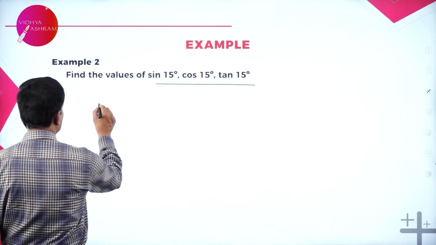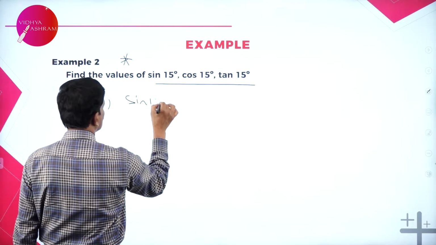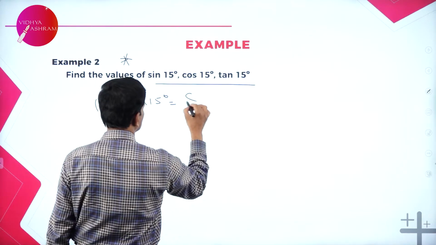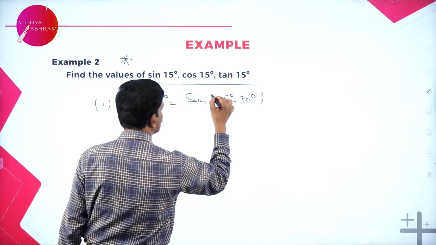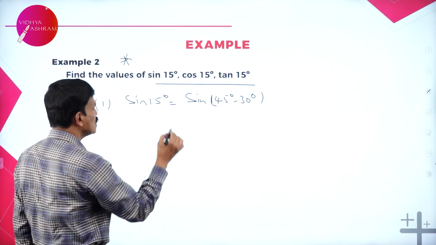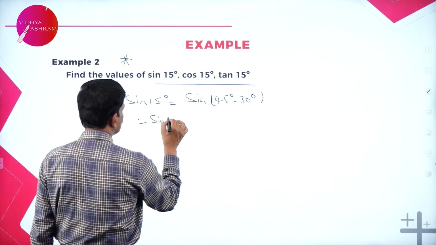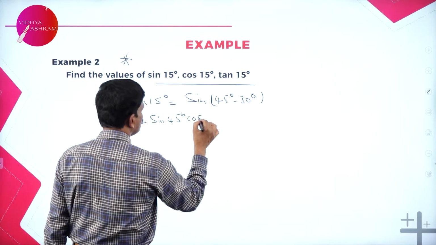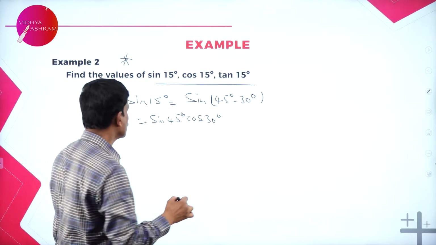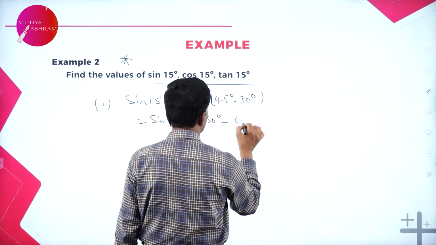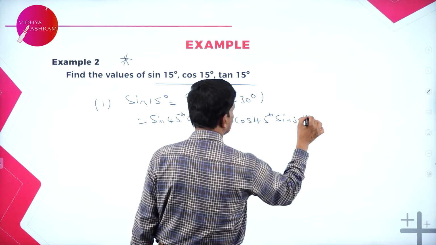First one is sin 15 degrees. This is very important indeed. Now 15 degrees can be written as 45 minus 30. This is of the form sin(A−B). Sin(A−B) is equal to sin A cos B minus cos A sin B, so sin 45 cos 30 minus cos 45 sin 30.